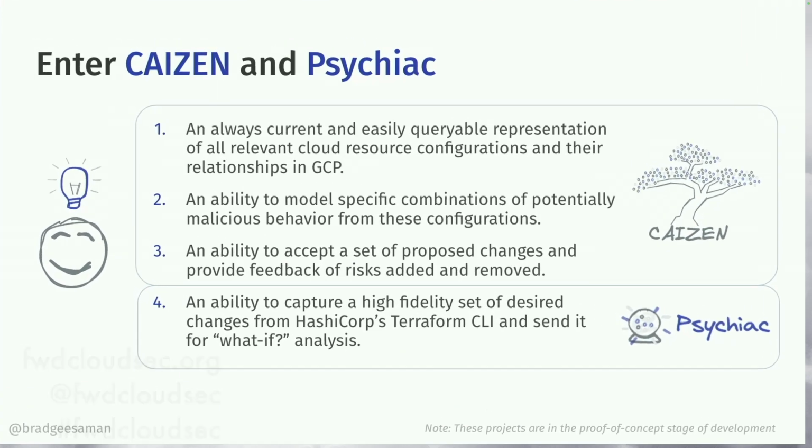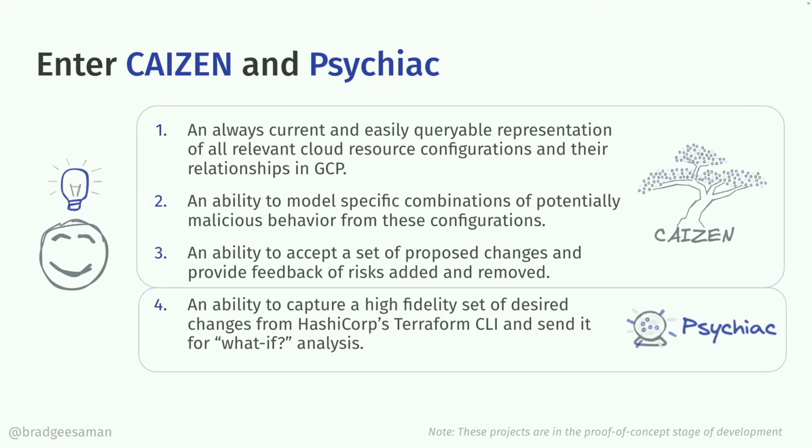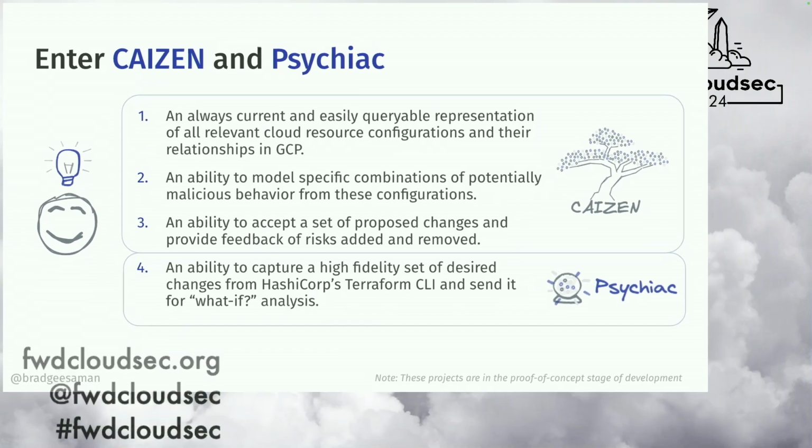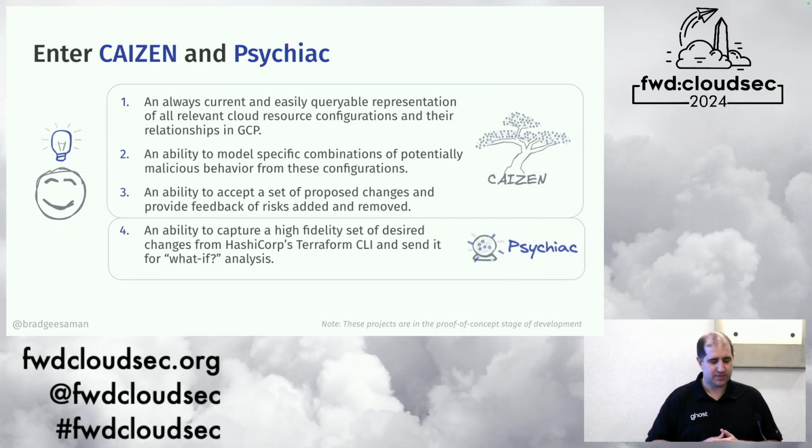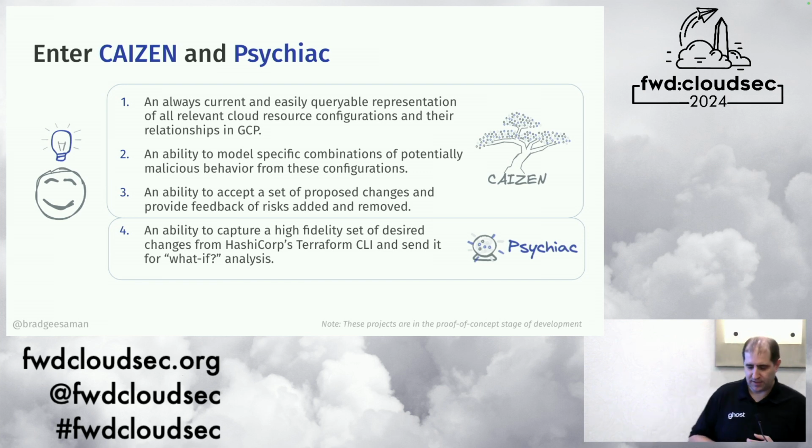And Kaizen and Psychic are two open source projects that are public as of yesterday that I'm attempting to prove the concept on. And I want to preface this that they are a proof of concept. They do not cover all resources. They do not cover all attack paths. And I'll explain why I didn't go all 100% or go some large amount of coverage at the end.